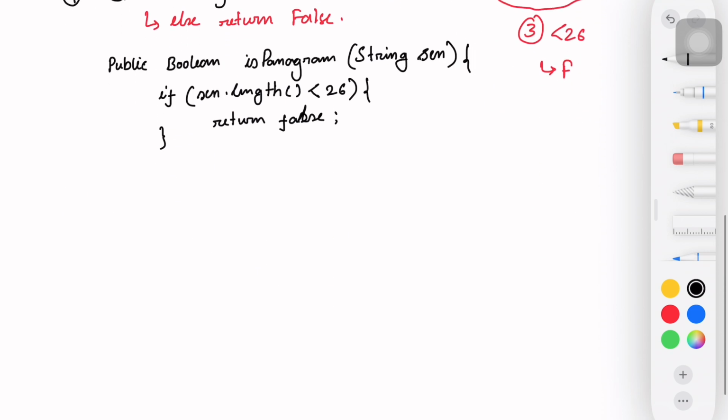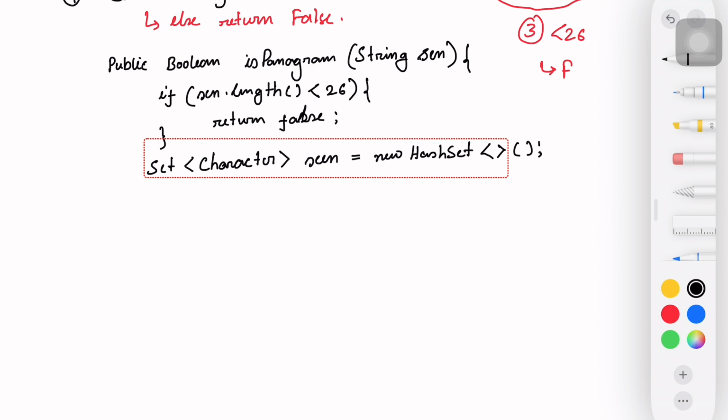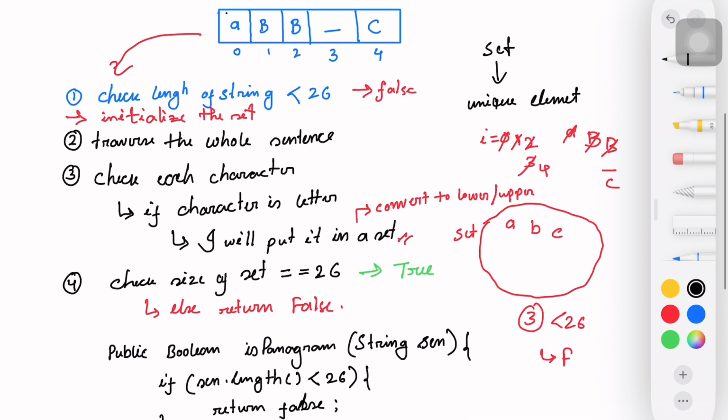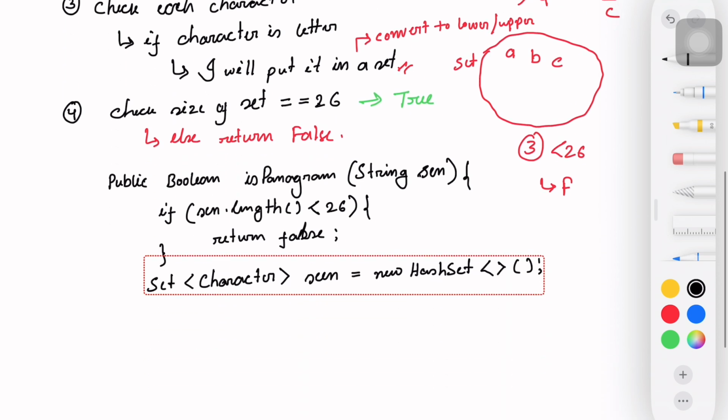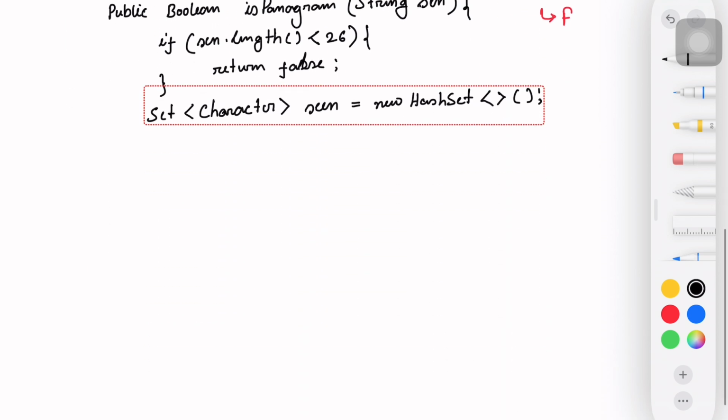We will initialize the set first. So here I'm going to take one hash set. So let's say it is a set and this will contain character, new HashSet. Okay, we have initialized our set. Then what do we have to do? We have to traverse the whole sentence. So basically we have to implement one for loop.